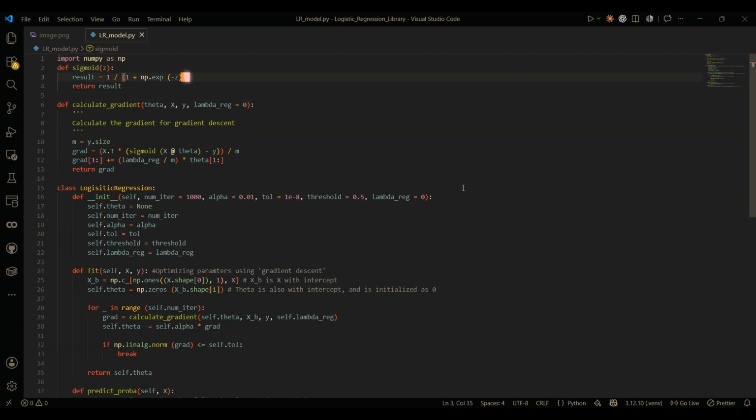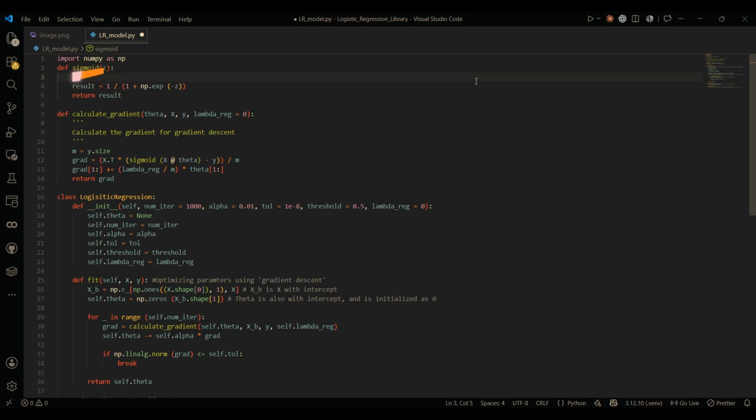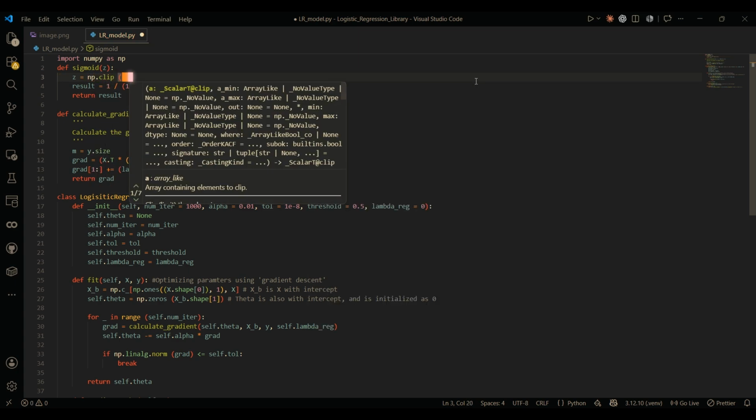Oh, and yeah, right here, because when z is too big or too small, the exponential of z can go to either positive infinity or negative infinity, which causes overflow. So you can cap this to like 500 and negative 500 to prevent that from happening.